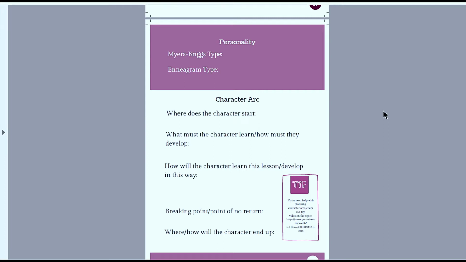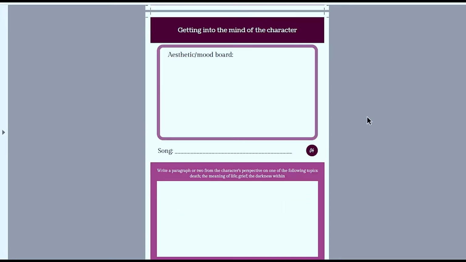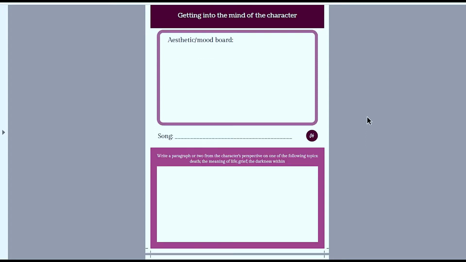And then finally, where or how will the character end up? And usually this is the reverse of where they started, or if they have learned what they were supposed to learn or how they were supposed to develop. Then there's getting into the mind of the character, which is a very, very fun exercise.